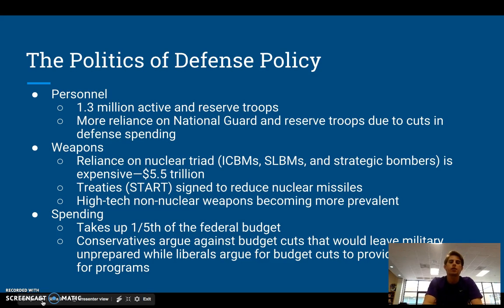And then the last topic is spending, which takes up about 1/5 of the federal budget. Conservatives argue against budget cuts that would leave the military unprepared, while liberals argue for budget cuts to provide more money for programs.